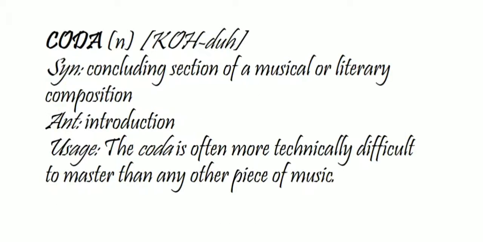Right. The fourth one is coda, which we can simply call a conclusion of anything, like a story or music or something else. It suggests the concluding section of a musical or literary composition, and the opposite of coda or conclusion is introduction. The coda is often more technically difficult to master than any other piece of music. That means the conclusion is often more technically difficult. You can interchange the word so that you can sense it more easily, right?